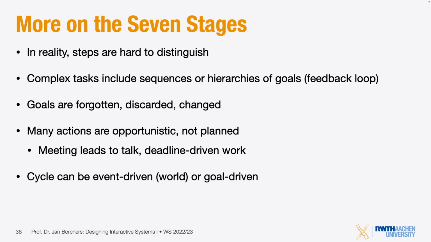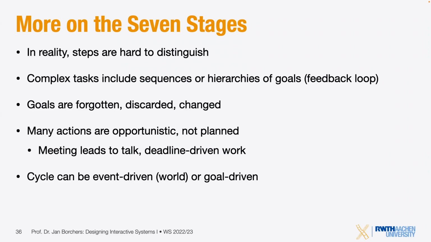So in general, you can say that the cycle can be goal-driven, as we modeled in the initial understanding of this 7 stages model, but it can also be event-driven, right, where it's coming from events that happen in the world. Now, that's the 7 stages model. Now let's look at what can go wrong.